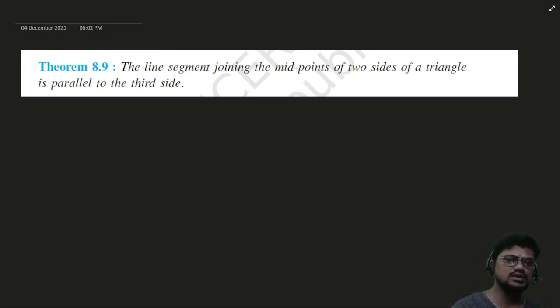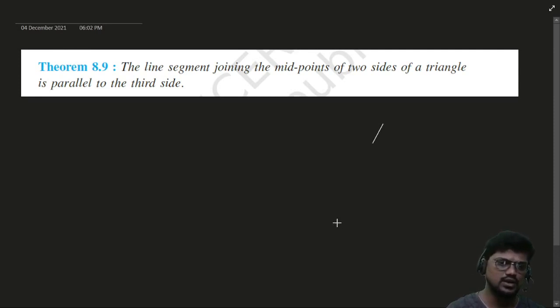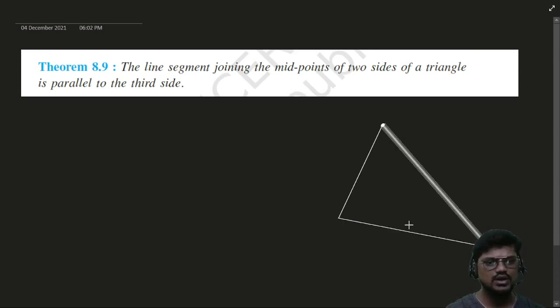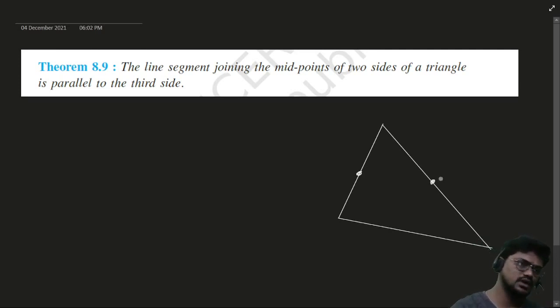The line segment joining the midpoint of two sides of a triangle is parallel to the third side. That means if you have any triangle like this, and if you have the midpoint of this side and the midpoint of this side, and if you join the midpoints of these two sides, what happens? This side will always be parallel to the third side. Got it? The line segment joining the midpoints of the two sides of the triangle is parallel to the third side.